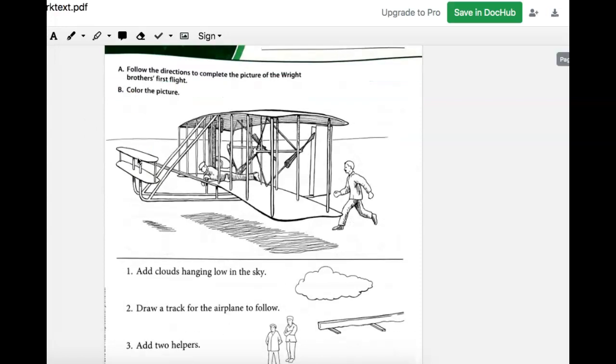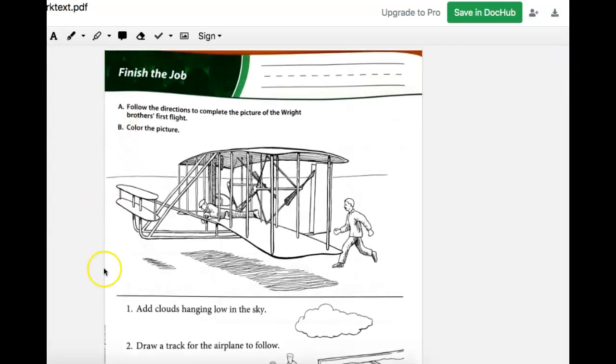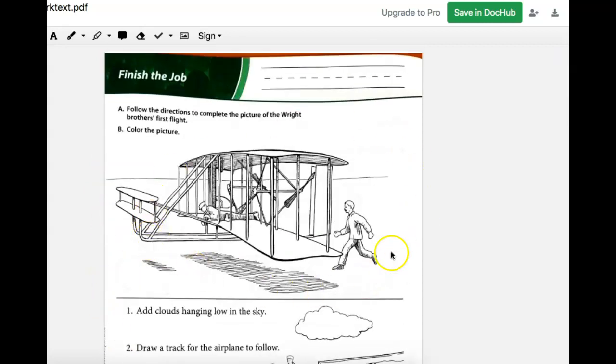Now let's work on our work text. So you should be on page 245. And what you're going to do is follow these directions 1 through 5 to finish this picture of Wright brothers' first flight. And then after that, you're going to color this. So make it look pretty and colorful.